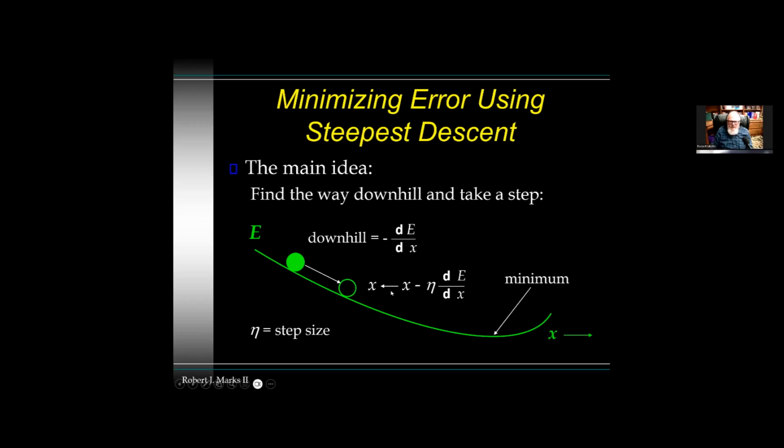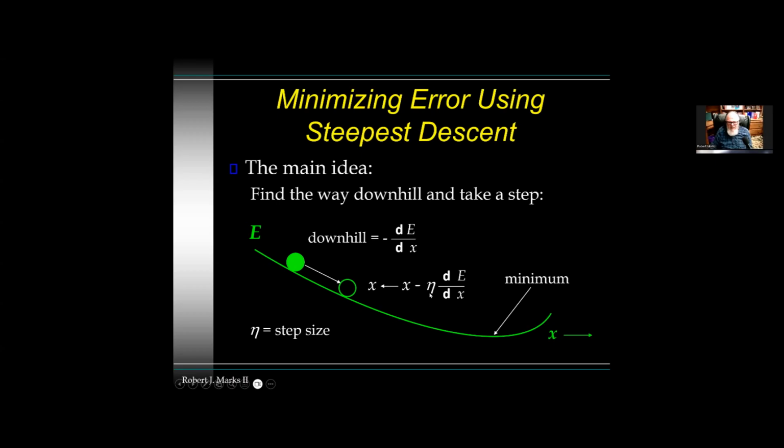And that's what this iteration is showing here. x is replaced by x minus eta times the slope. And the slope is the slope of the error function. And that will give us a steepest descent. That will give us a step getting towards the result. And so we do this a step at a time.